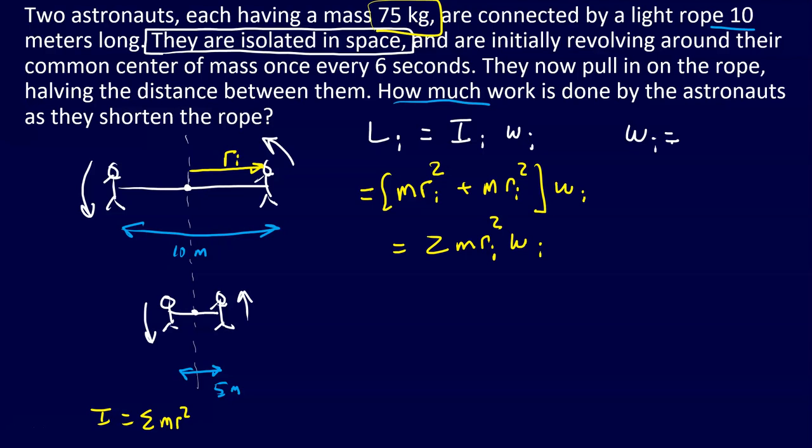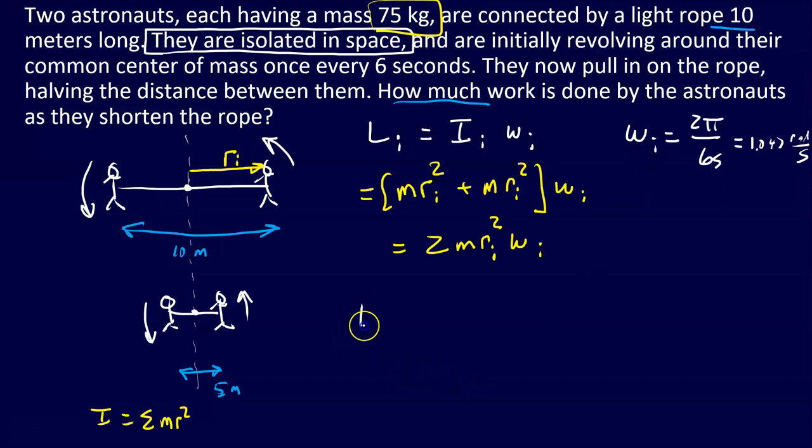Okay, so we want our omega to be radians per second. And so if I revolve once every 6 seconds, then what that means is I go through a total angle of 2 pi once every 6 seconds. So it should be 2 pi divided by 6. And when I plugged this in, I got something like 1.047 radians per second. So that's our initial omega I.